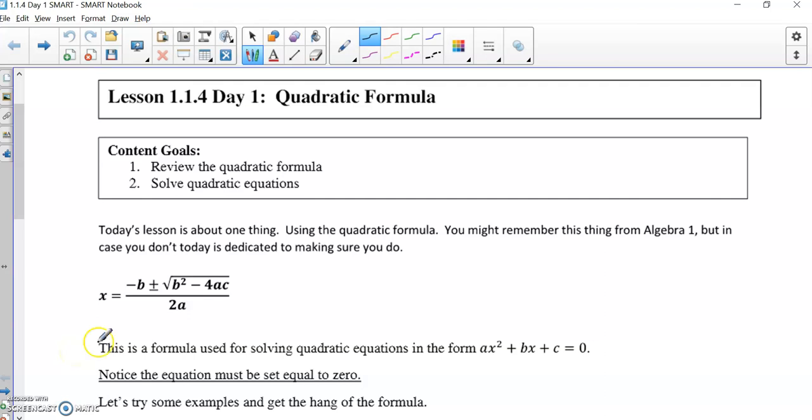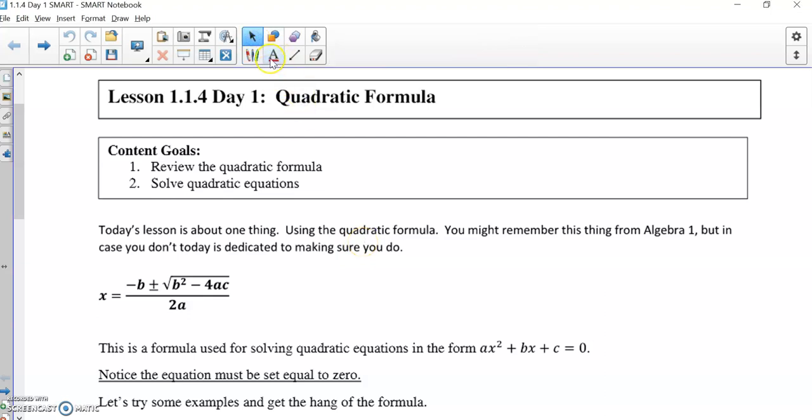Hey guys, so today we are starting lesson 1.1.4 and we are going to be talking about the quadratic formula. A lot of you guys probably remember the quadratic formula from Algebra 1, and if you do remember it, that's great. You might be a little bit rusty, so we are literally just going to take this day to go over it so that you guys can use it. There will come a time where you will need to be able to do this.